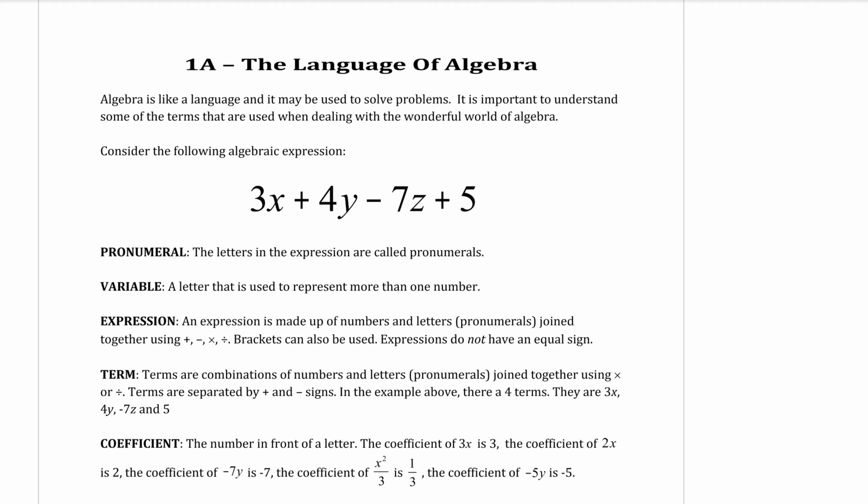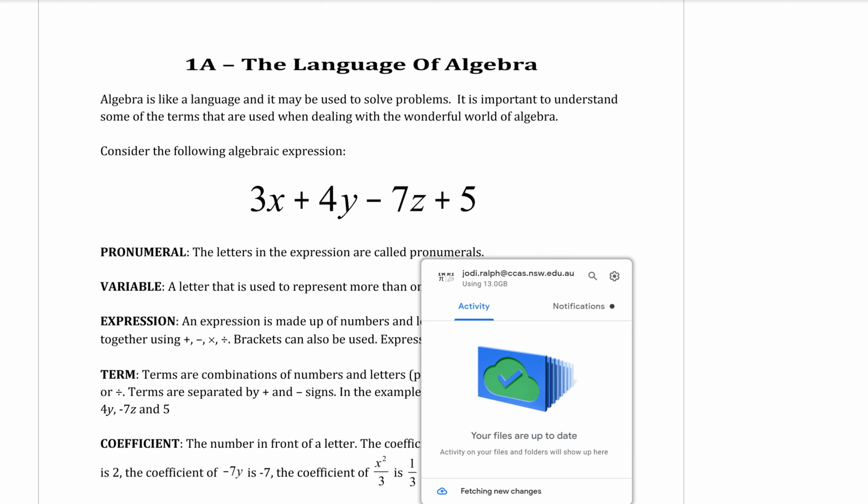Language of algebra. Remember all about algebra? Algebra is all that stuff that has all the letters in it. And algebra is like its own language, and we can use it to solve problems.